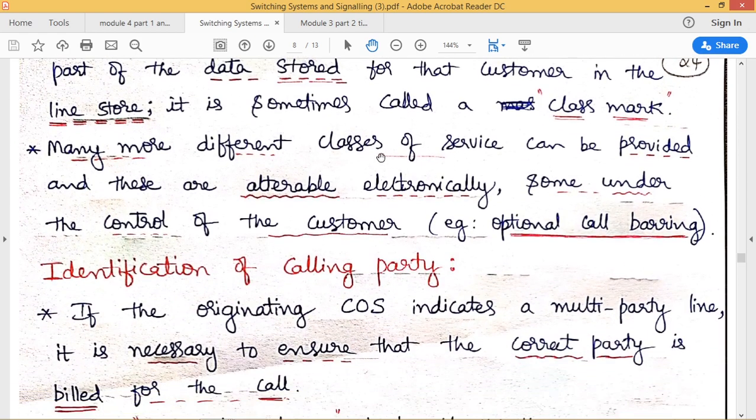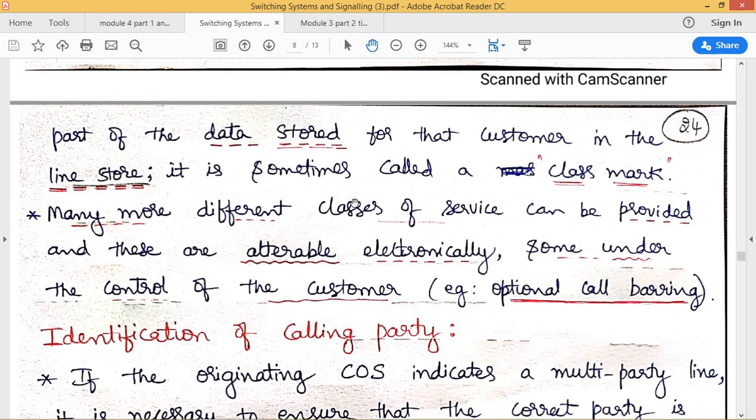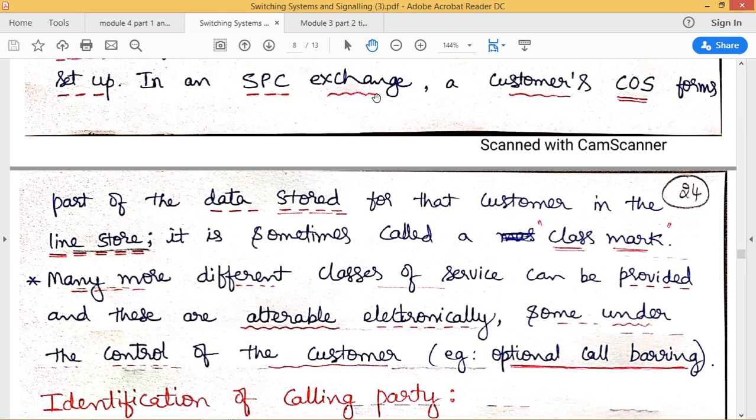Many different classes of service can be provided, and they can be altered electronically. By the SPC exchange, class of service can be altered electronically, some under the control of customers. For example, optional call barring. As we defined optional call barring, that is also a type of class of service, and that control is available with the end user or the customer.